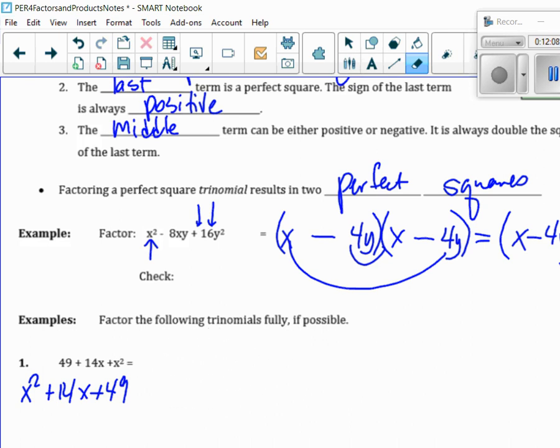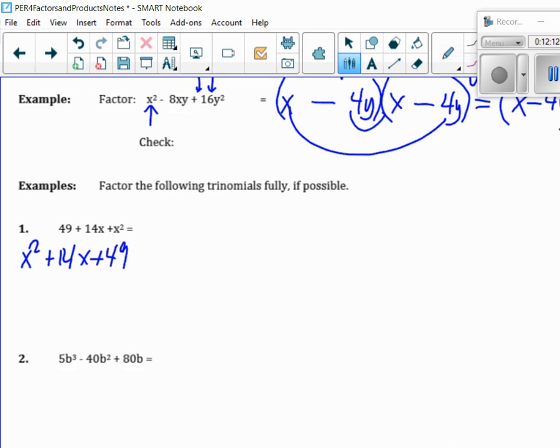So can I take any GCFs out of that? No. Can I recognize that the first term is a perfect square, the second term is a perfect square, and it's a plus? Is the first term times the last term square rooted, doubled, the middle term? Yes. So this is x plus 7, the whole thing squared. So that's what I'm saying. It's fast if you can recognize it. If not, then just play around with it, the guess and check, until you get it.